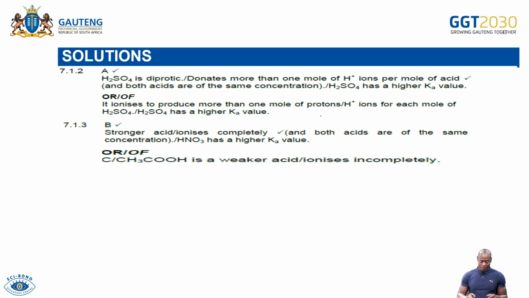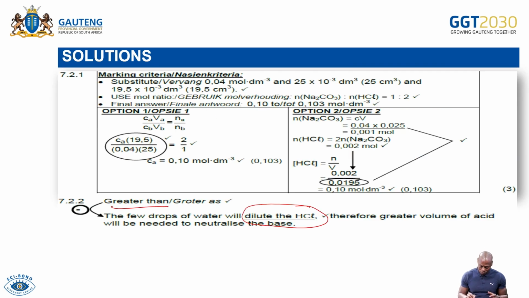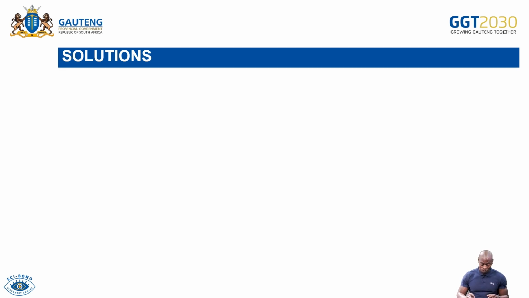Okay, then another question. Here you can even see they used both options. Option 1 was this one, and option 2 was that one: calculating the number of moles of a base, moving from there to find the number of moles of an acid, and then from there getting the concentration of the acid. So both options were used, or both methods were used.